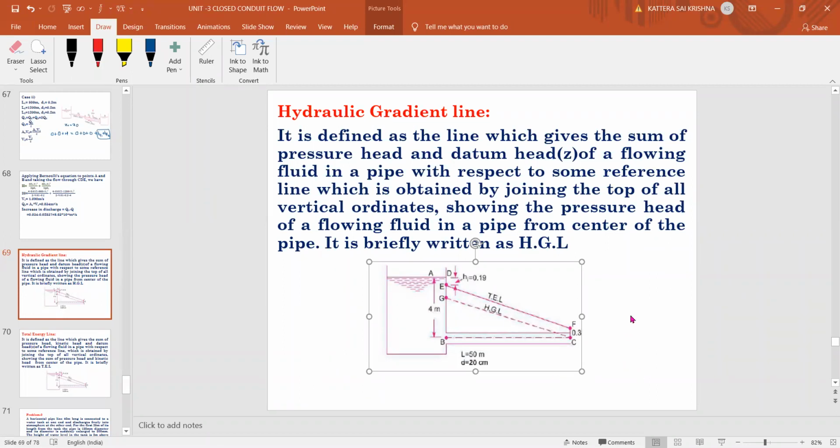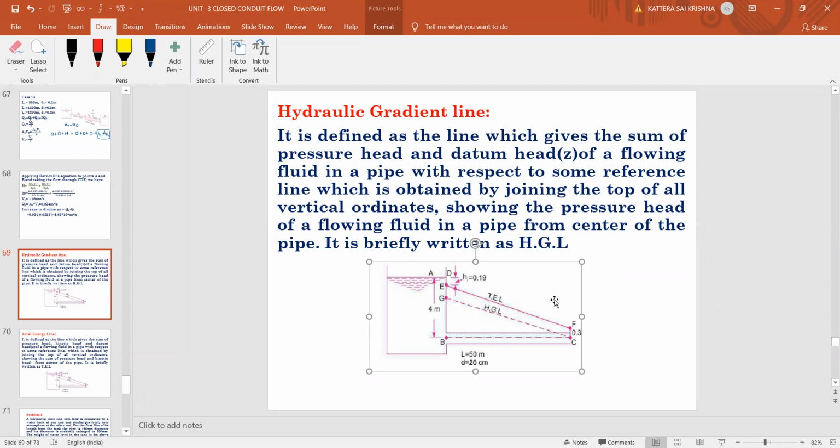So the hydraulic gradient line is defined as the line which gives the sum of pressure head and datum head of a flowing fluid in a pipe with respect to some reference, which is obtained by joining the points of all ordinates showing the pressure head of the flowing fluid in a pipe from the center of the pipe. It is shortly taken as HGL. So what we need to remember is a hydraulic gradient line is nothing but the sum of pressure head as well as the datum head.